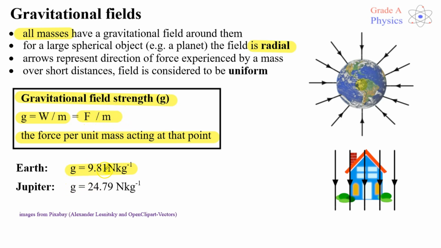If I know that it's 9.81 newtons per kilogram, what that means is if I place a mass of 1 kilogram in the Earth's gravitational field, then the force it will experience at the surface is 9.81 newtons. However, if we go to another planet, for example, Jupiter, then as expected, it's got a larger gravitational field because of its larger mass. So the same mass, 1 kilogram, will experience a larger force, in this case, approximately 25 newtons.